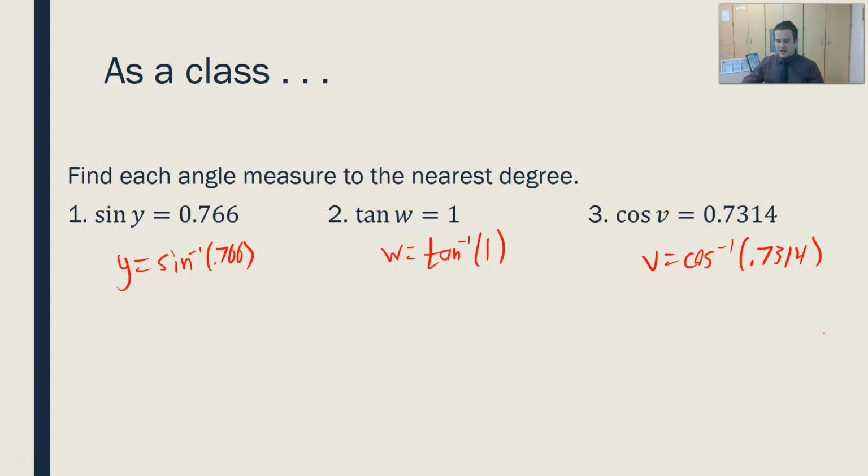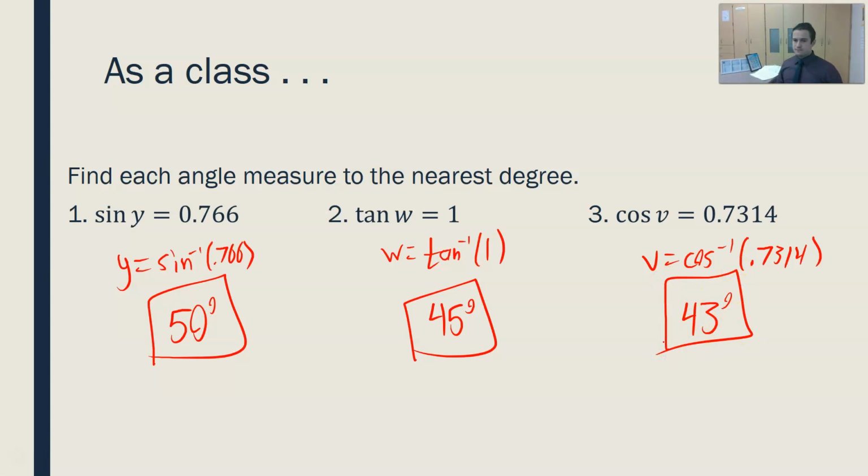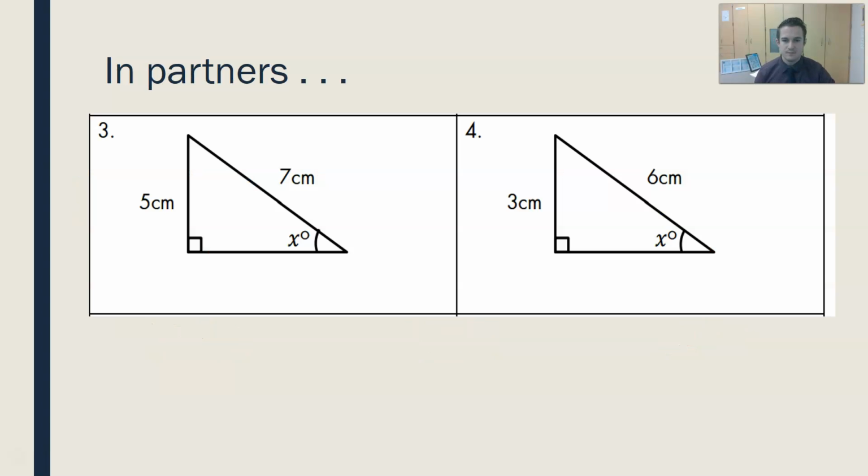So if I push second sine 0.766 in my calculator, I get about 50 degrees. If I take the inverse tangent of 1 in my calculator, I get about 45 degrees. And if I take the inverse cosine of 0.7314, I get about 43 degrees. So if I give you something like this, sine of an angle equals something, either a decimal or a fraction, I use the inverse sine, cosine, and tangent to find that missing angle.